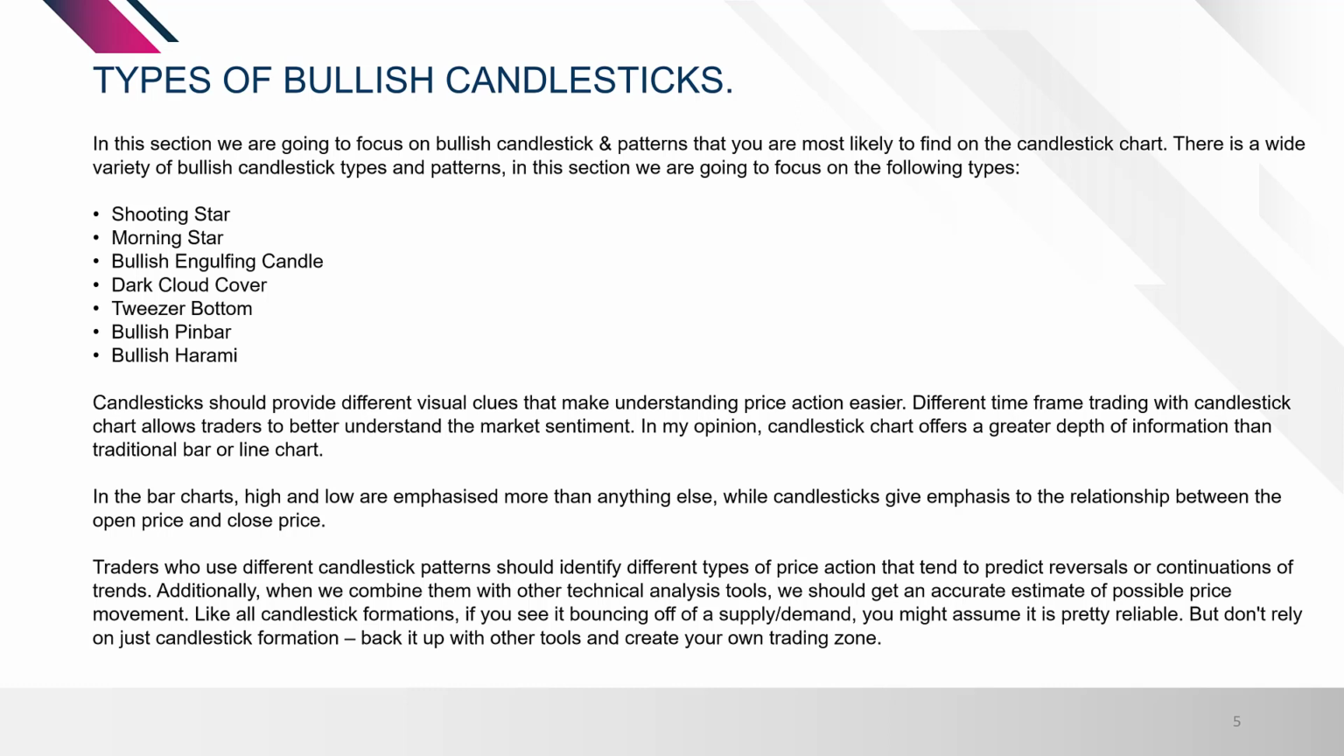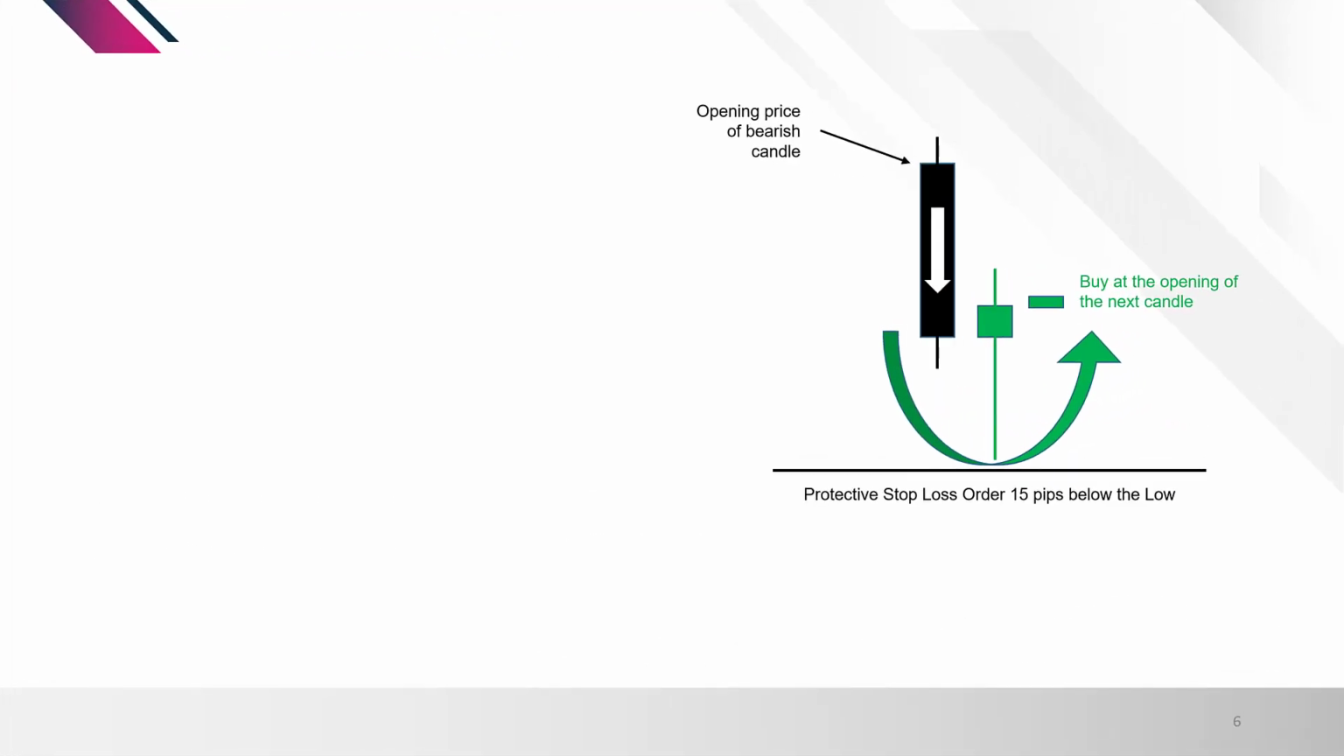We're going to look at the shooting star. We're going to look at the morning star. Then we're going to look at the bullish engulfing candle. Likewise, with the bearish engulfing candle, these are very strong reversal candlestick patterns. Then we're going to talk about the dark cloud cover. Then we have a tweezer bottom. And we're going to also look at the bullish pin bar and bullish harami. So firstly, let's take a look at the shooting star.